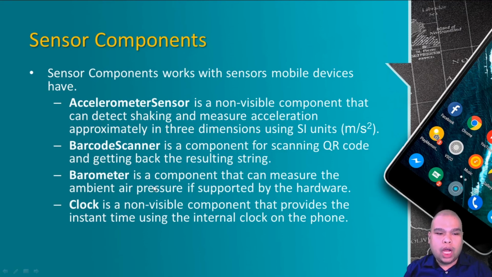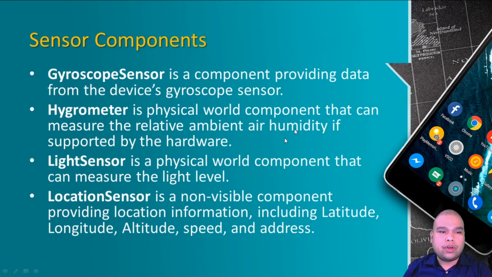We also have the clock. It is a non-visible component that provides the instant time using the internal clock of the phone. Aside from the clock, we also have the gyroscope sensor. It is a component providing data from the device gyroscope sensor. Most mobile phones will have this gyroscope sensor. Hygrometer is a physical world component that can measure the relative ambient air humidity if supported by the hardware. We also have the light sensor. It is a physical world component that can measure the light level. We also have the location sensor. It is a non-visible component providing location information, including latitude, altitude, speed, and address.